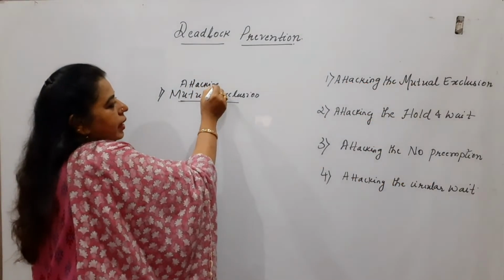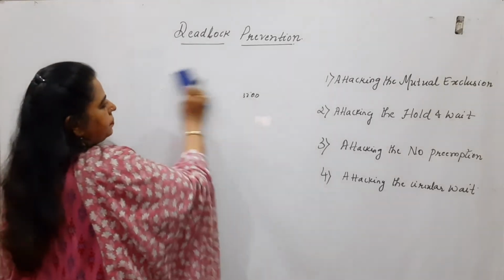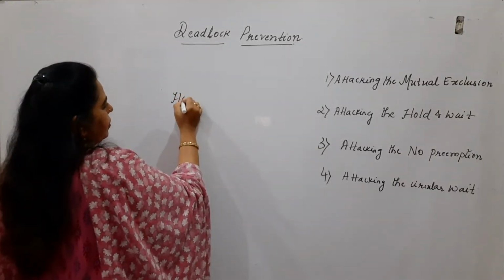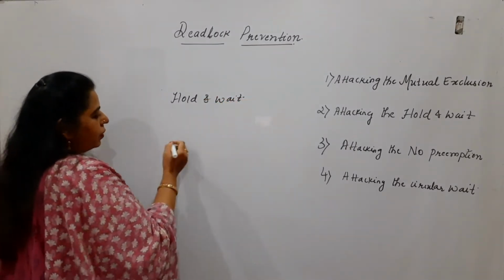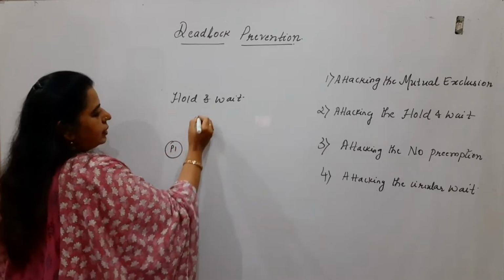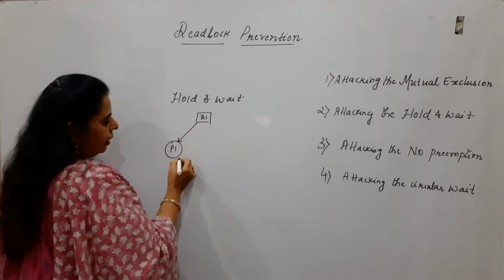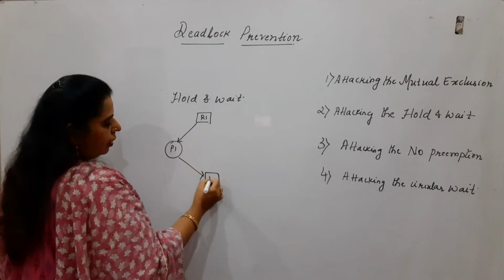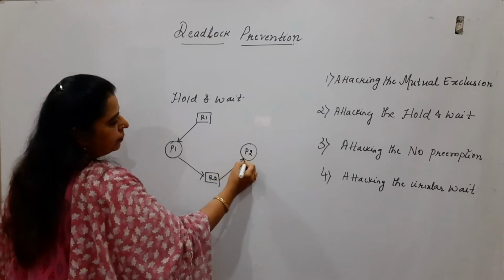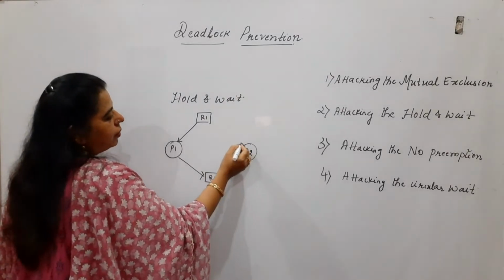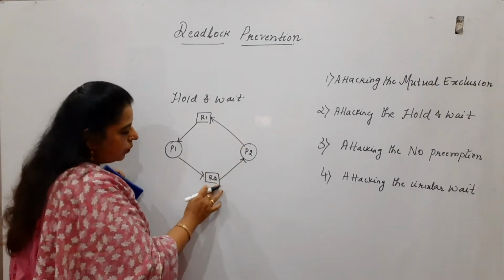What about the next one, attacking hold and wait? Can we violate this hold and wait condition? This was one of the necessary conditions for the deadlock to occur. Process P1 is assigned resource R1, which means it is holding R1 and it is waiting for R2, but R2 is assigned to another process P2. But P2 is waiting for R1. So this situation we have seen is hold and wait.